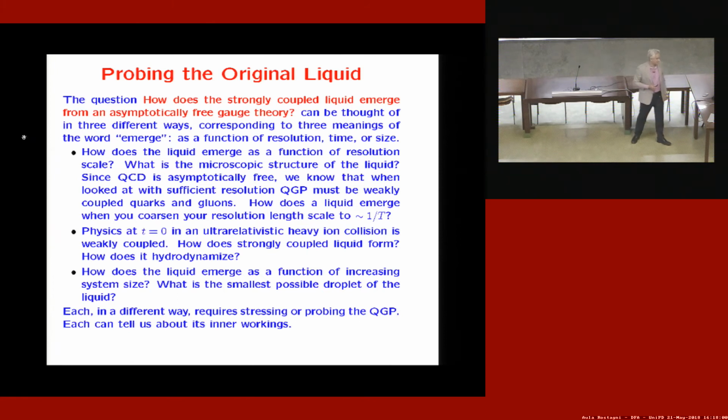And then the third sense, maybe a bit of a stretch in the use of the word emerge, is, okay, a droplet of liquid this size is a liquid, but what if I make it smaller and smaller and smaller still? What is the smallest possible droplet of liquid? And then if you go the other way, if I make small droplets of stuff and make them bigger, at what point do I see a liquid emerge?